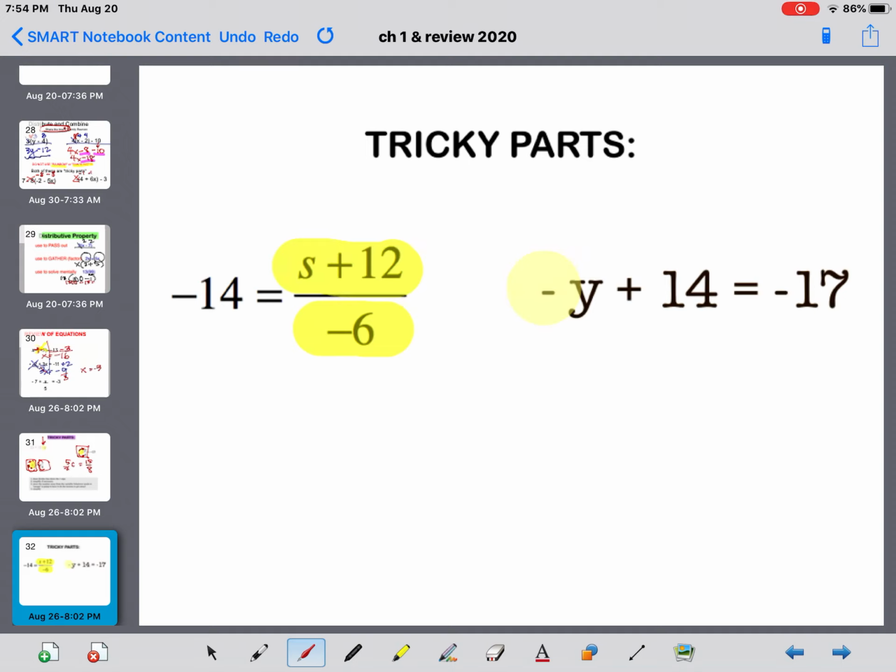Here's some more tricky parts. This one has the same thing, a negative in front of the y. This one, remember we talked about that the tricky part is that anything that's in a fraction needs parentheses around the top. It keeps those parts together.